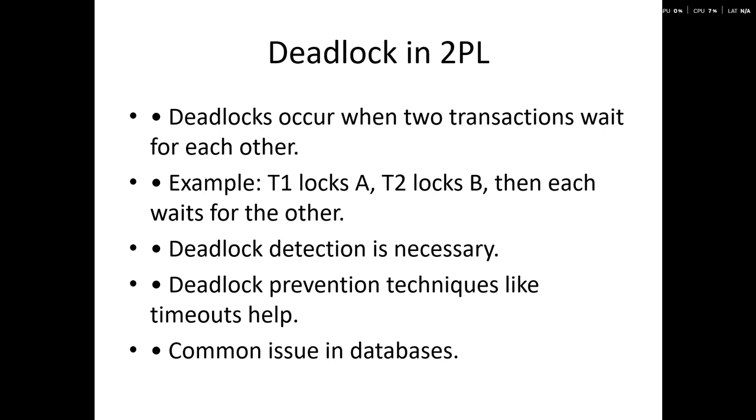Deadlock in two-phase locking protocol. Deadlock occurs when two transactions wait for each other. Example: T1 locks A, T2 locks B, then each waits for the other. This is called deadlock. Deadlock detection is necessary, and deadlock prevention techniques like timeouts help. It is a common issue in databases. A deadlock occurs when two or more processes are waiting simultaneously; that situation is called deadlock.